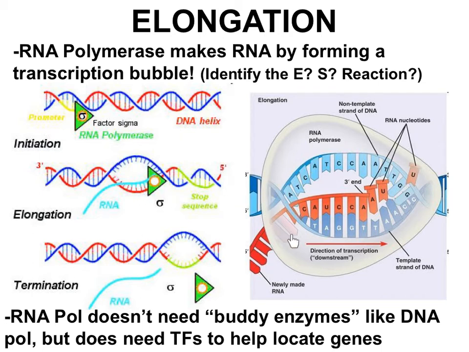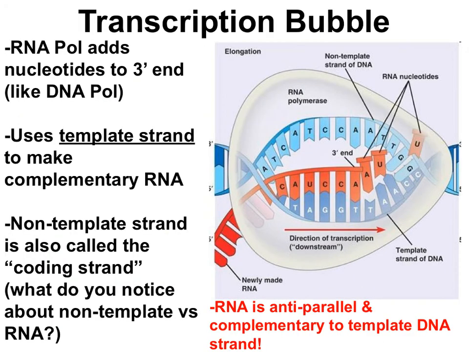And when you zoom in, you can see RNA polymerase is hard at work making this red RNA strand using the DNA as a template. So, just like DNA polymerase, RNA polymerase adds nucleotides to the 3' end of the strand, and just like DNA polymerase, RNA polymerase uses a DNA strand as a template to know what sequence to build.